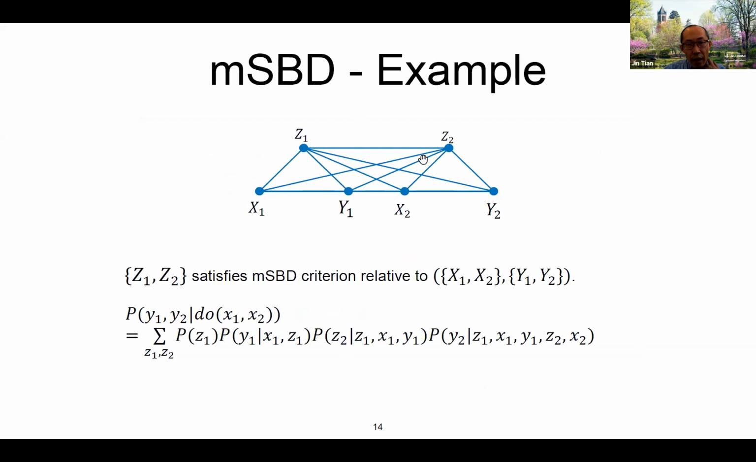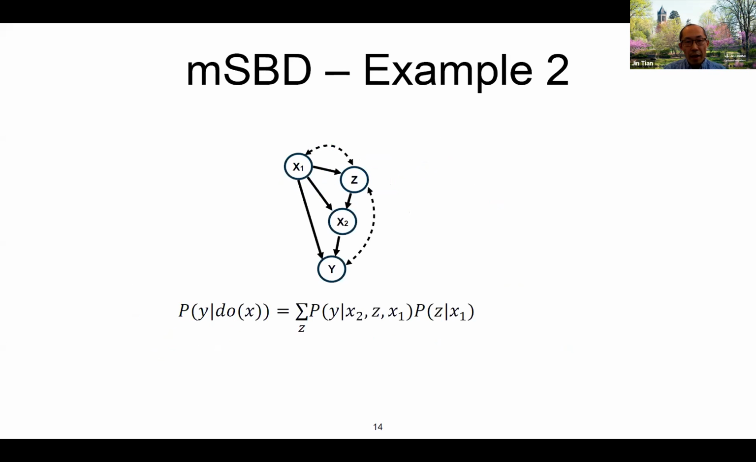As an example, in this model, Z1, Z2 satisfy the MSBD criteria relative to X and Y. Oh, okay, the arrows disappeared from this graph. So basically the order in this graph is Z1, X1, Y1, then Z2, X2, Y2, so that the direction can be fixed by this order. In this particular graph, the causal effect can be expressed in this form. Here's another example. The causal effects of X1, X2 on Y can be expressed in this form.